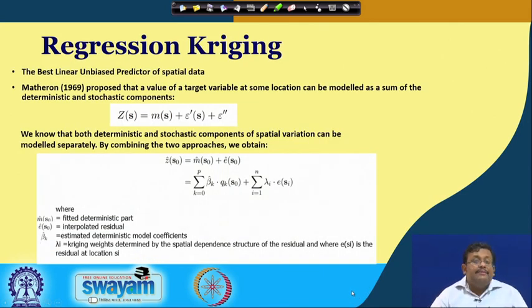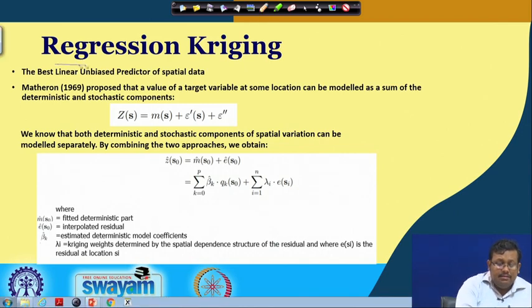Another important hybrid method is called regression kriging. Regression kriging is basically a combination of both regression and kriging, and kriging is basically the best linear unbiased predictor of spatial data. We know from our geostatistical discussion that a value of a target variable at some location can be modeled as a sum of the deterministic and stochastic components.